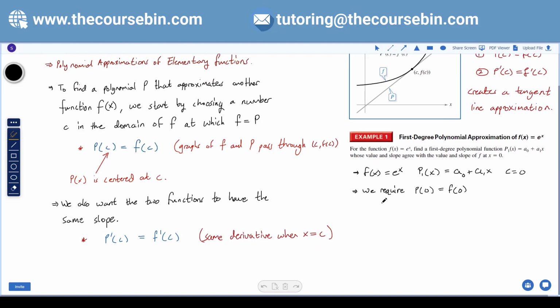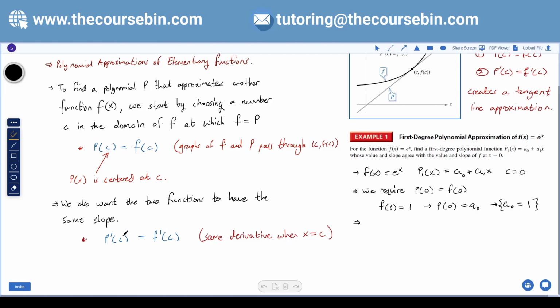So let's calculate f of 0. f of 0 is just e to the power of 0, so that gives us 1. Which means that p of 0, if we substitute 0 in here, we get a0. Therefore a0 must be equal to 1. So that's the first thing: a0 equals 1.